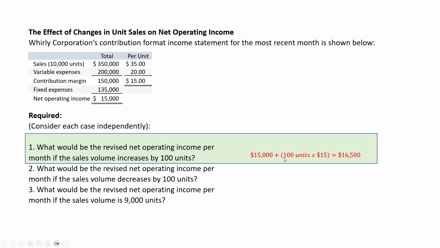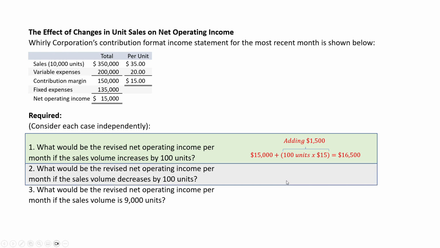Here we add 100 units, so 100 units times $15 in contribution margin per unit is adding an extra $1,500 to our existing net operating income of $15,000, bumps up our net operating income to $16,500. Now we could have restated our whole entire contribution format income statement at 10,100 units instead of 10,000, but why do that when we can much more quickly determine the effect on that operating income?